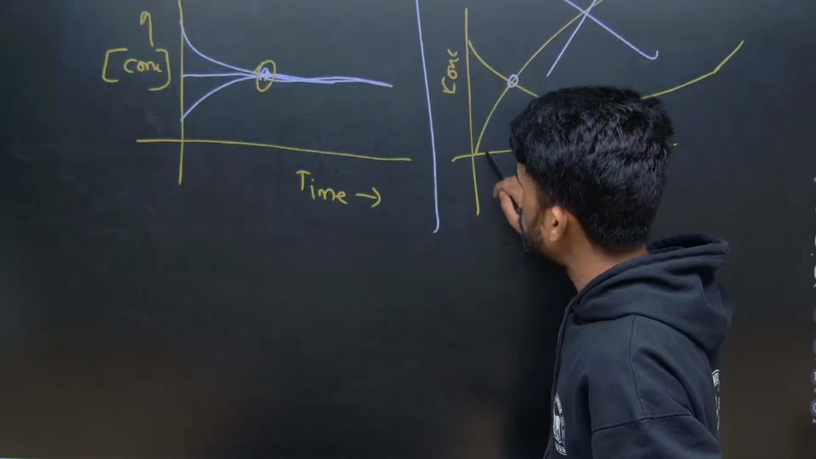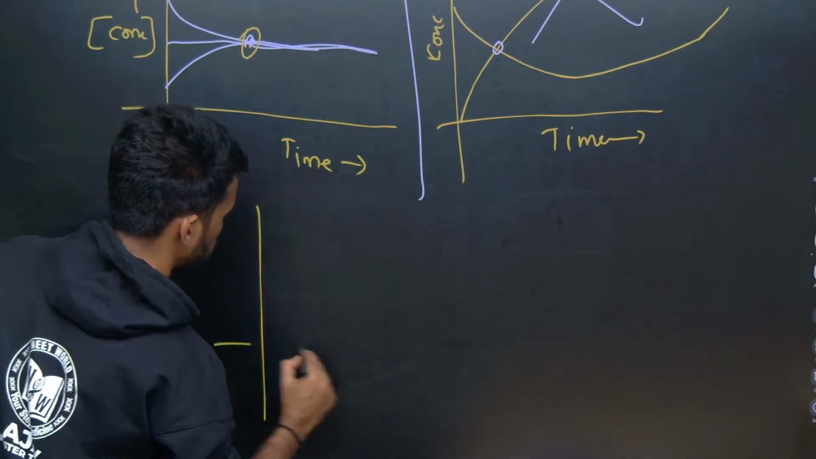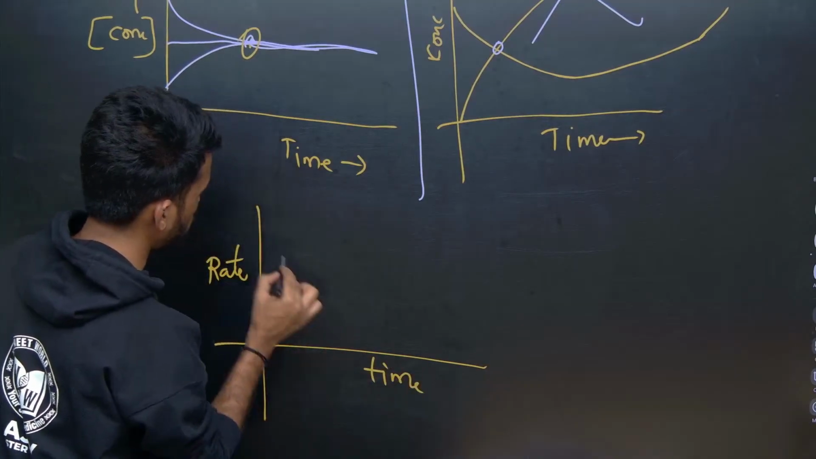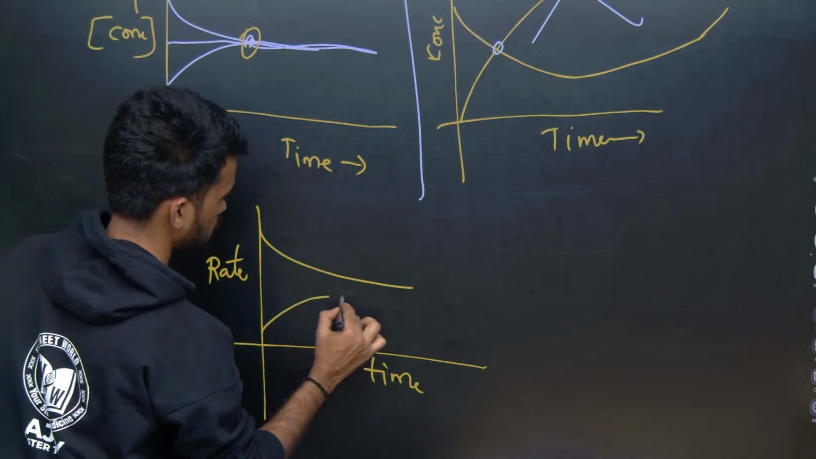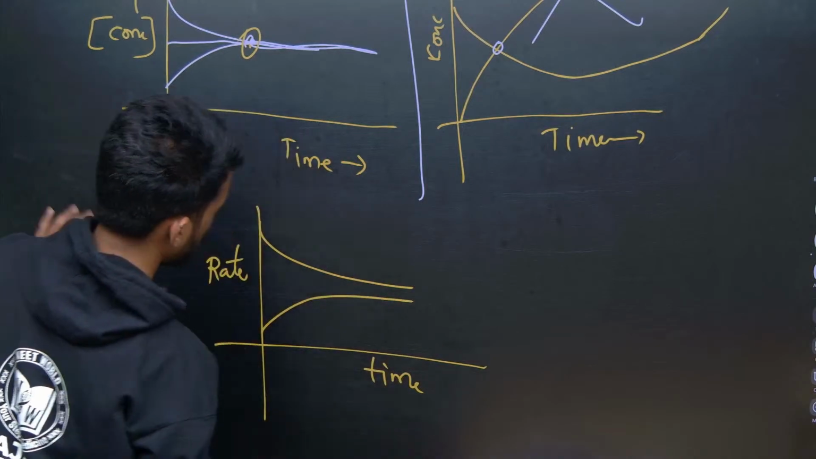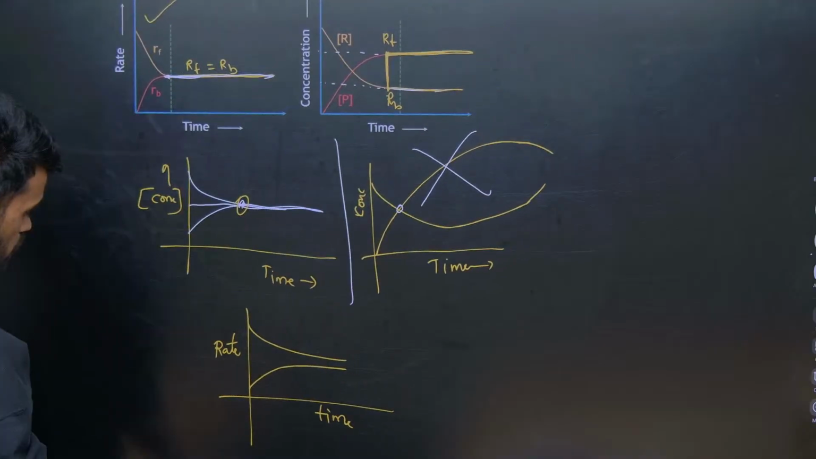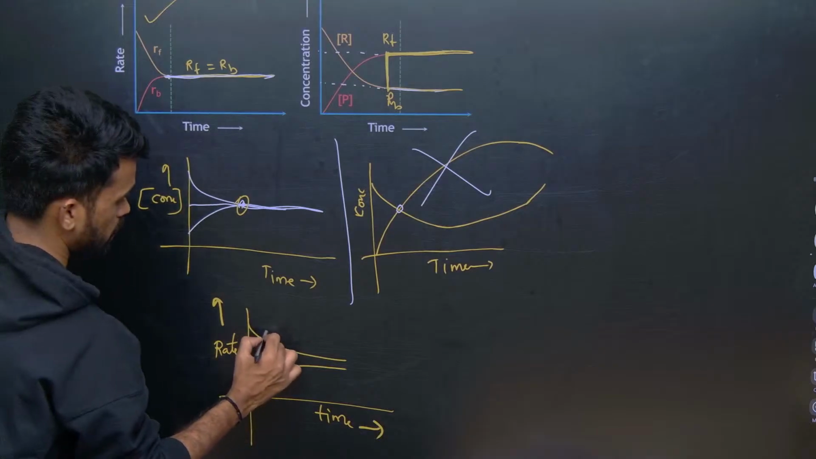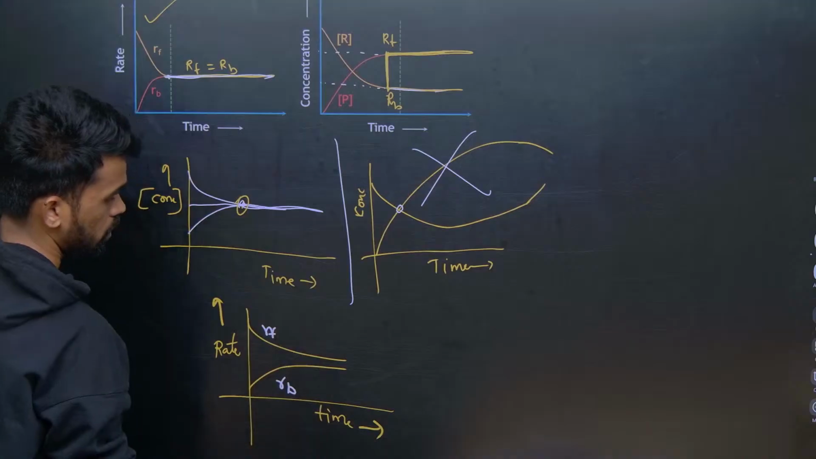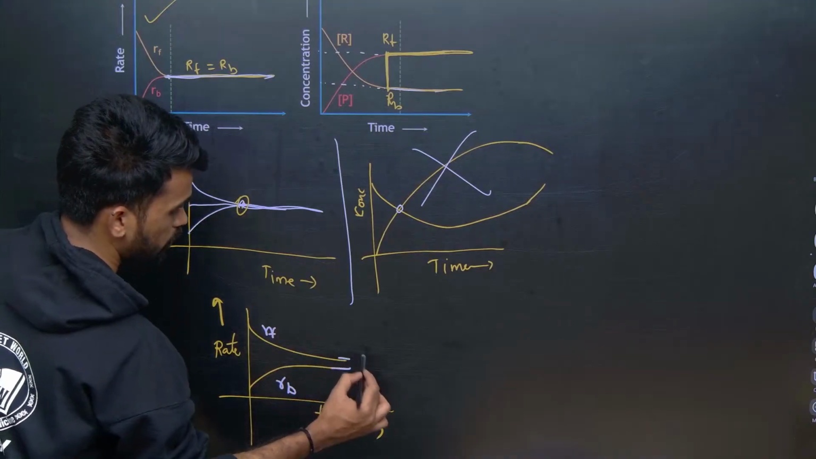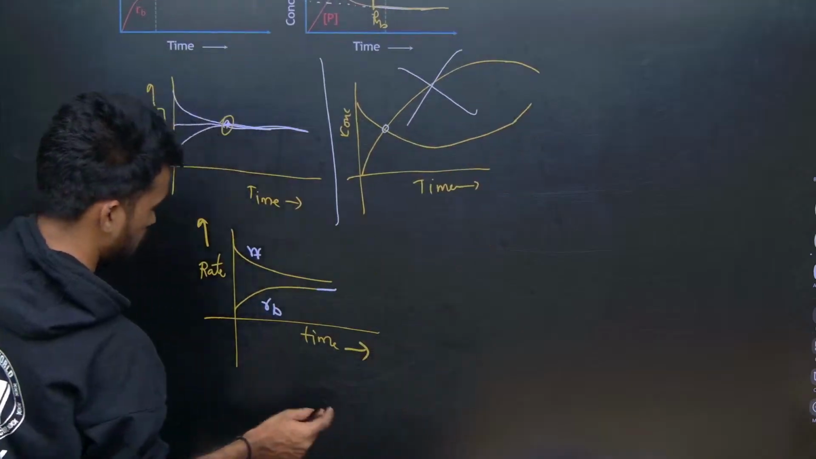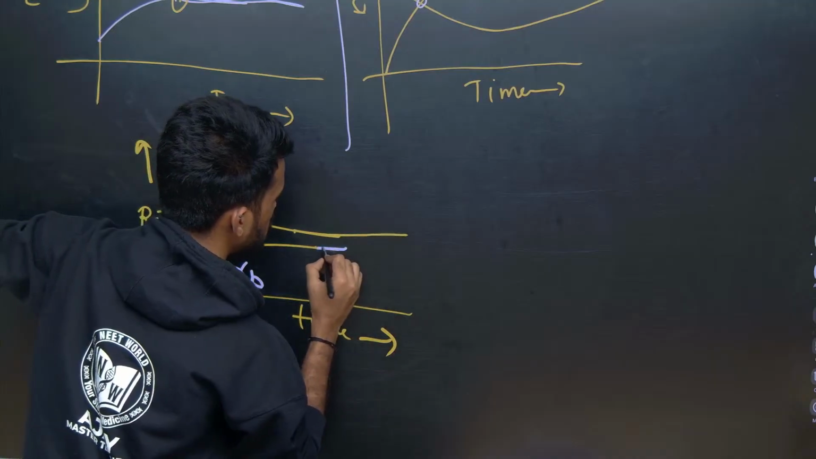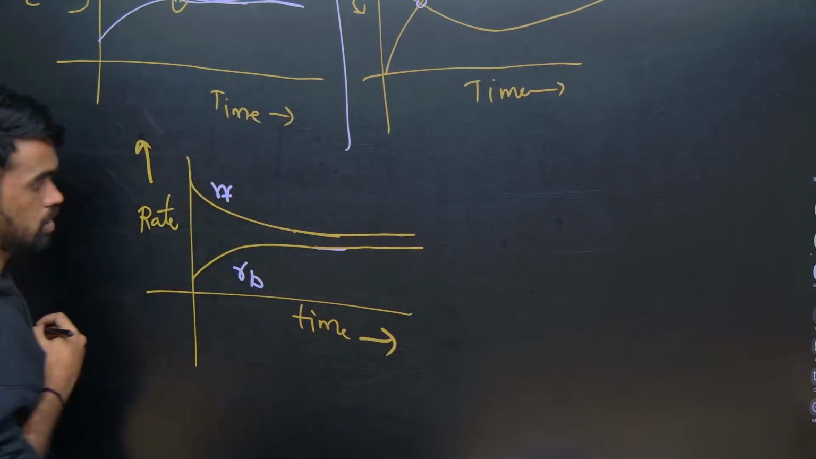One more graph they will be giving in this format, rate and time. These graphs are very important. I am drawing a graph like this. Here I have taken rate, here I have taken time, as in the first one. This is the rate of forward, and this is, let us say, the rate of backward. Now tell me whether this graph is a suitable graph, whether this graph is representing equilibrium or not. This is my question.